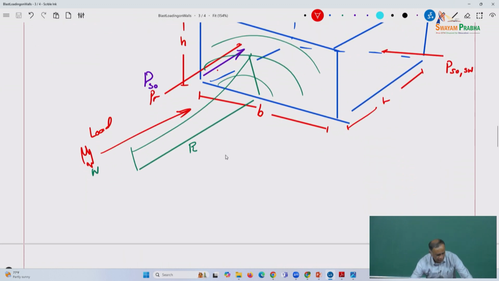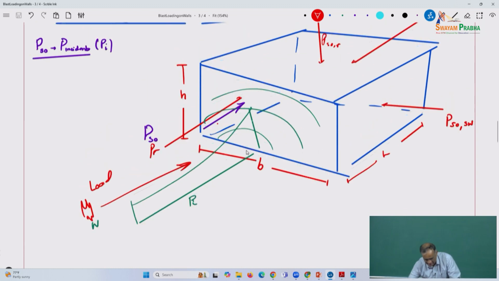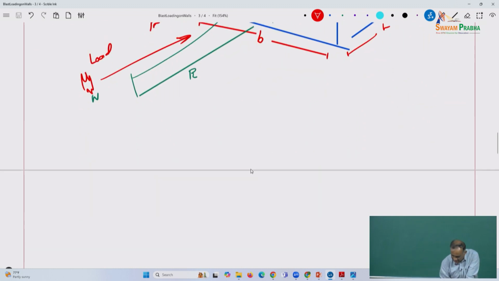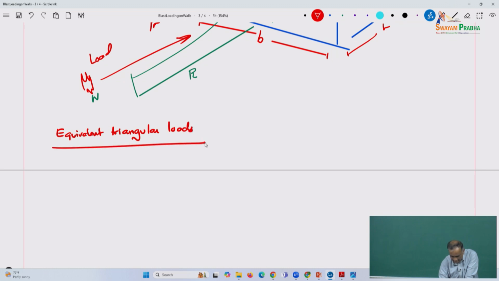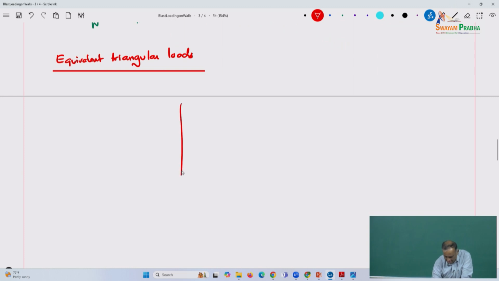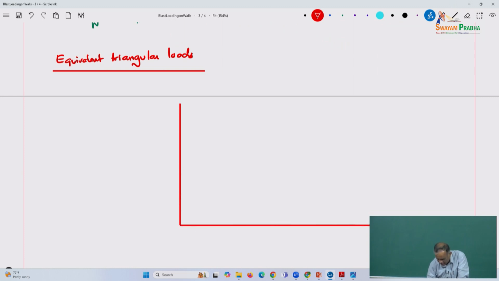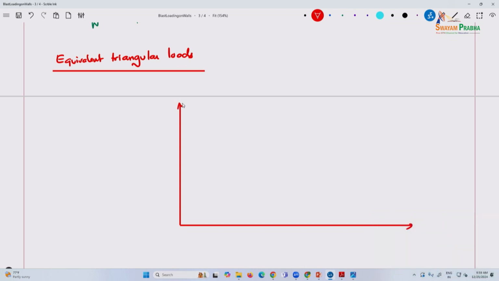So what we will calculate with this is equivalent triangular loads. So we'll start with this, and I'll superpose the equivalent part.